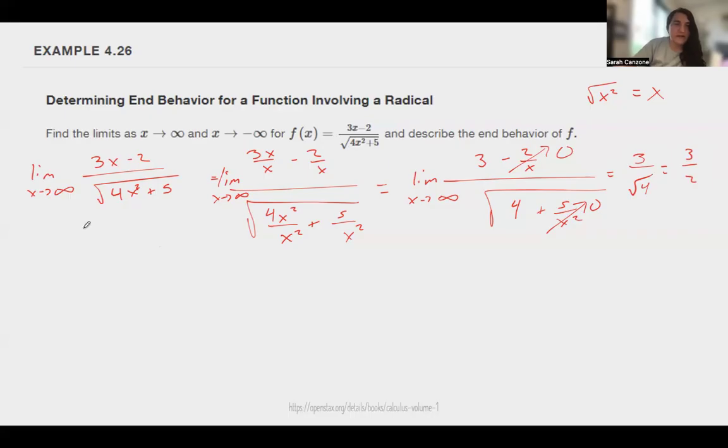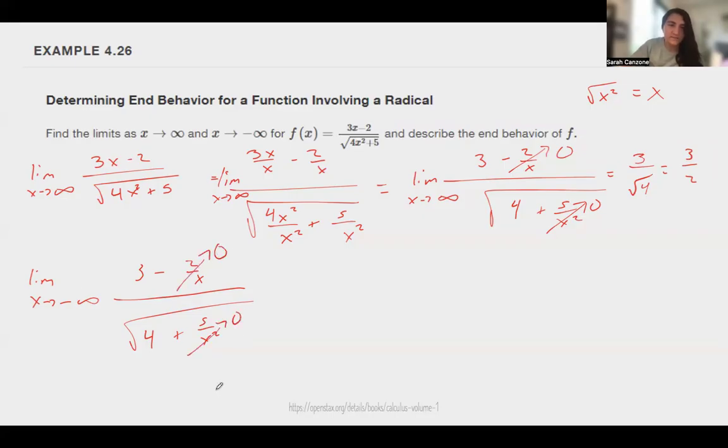We'll do the same exact thing with negative infinity. The limit as x approaches negative infinity, and I'm going to start here again. 3 minus 2 over x over the big square root of 4 plus 5 over x squared. When you plug in negative infinity, this still goes to 0, and this still goes to 0. These don't change at all, no matter which infinity you look at, because you're not plugging anything into those. So you still get 3 over the square root of 4, which we just determined was 3 over 2. So that's the end behavior of f. As x approaches infinity and negative infinity, we approach 3/2.